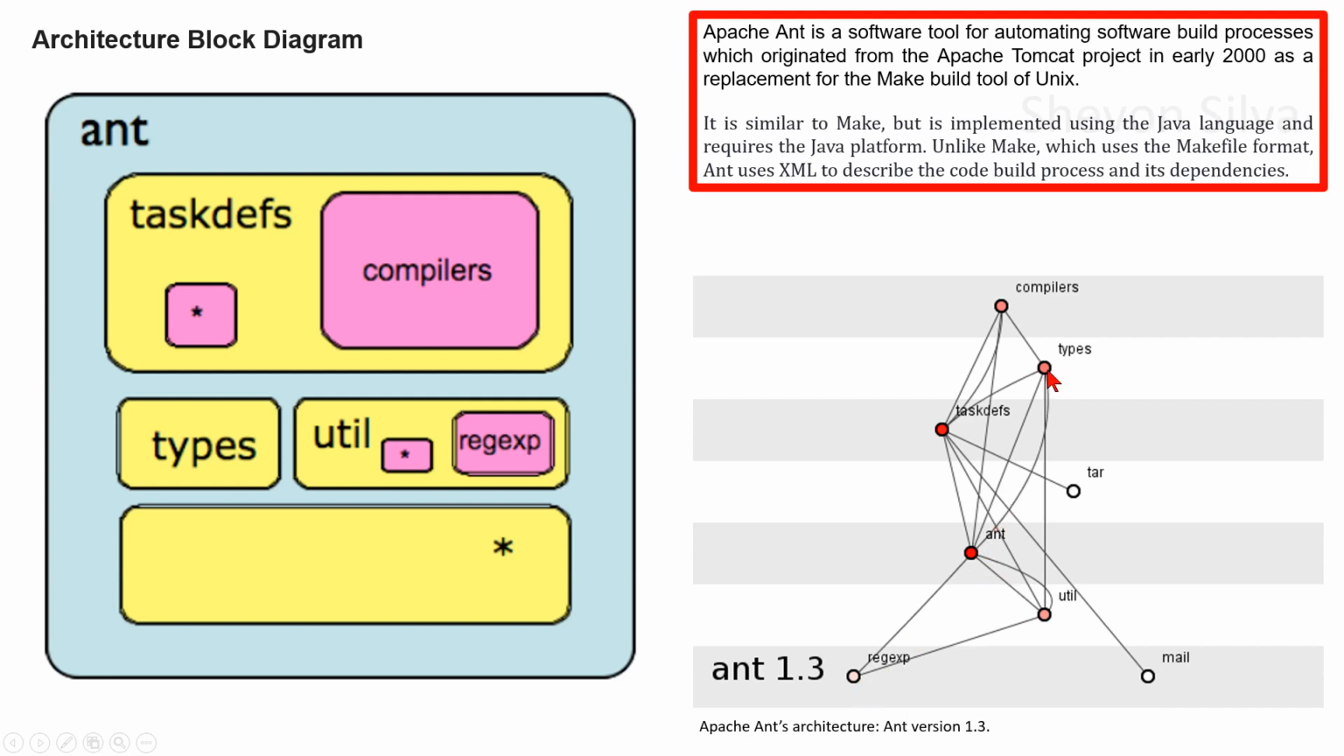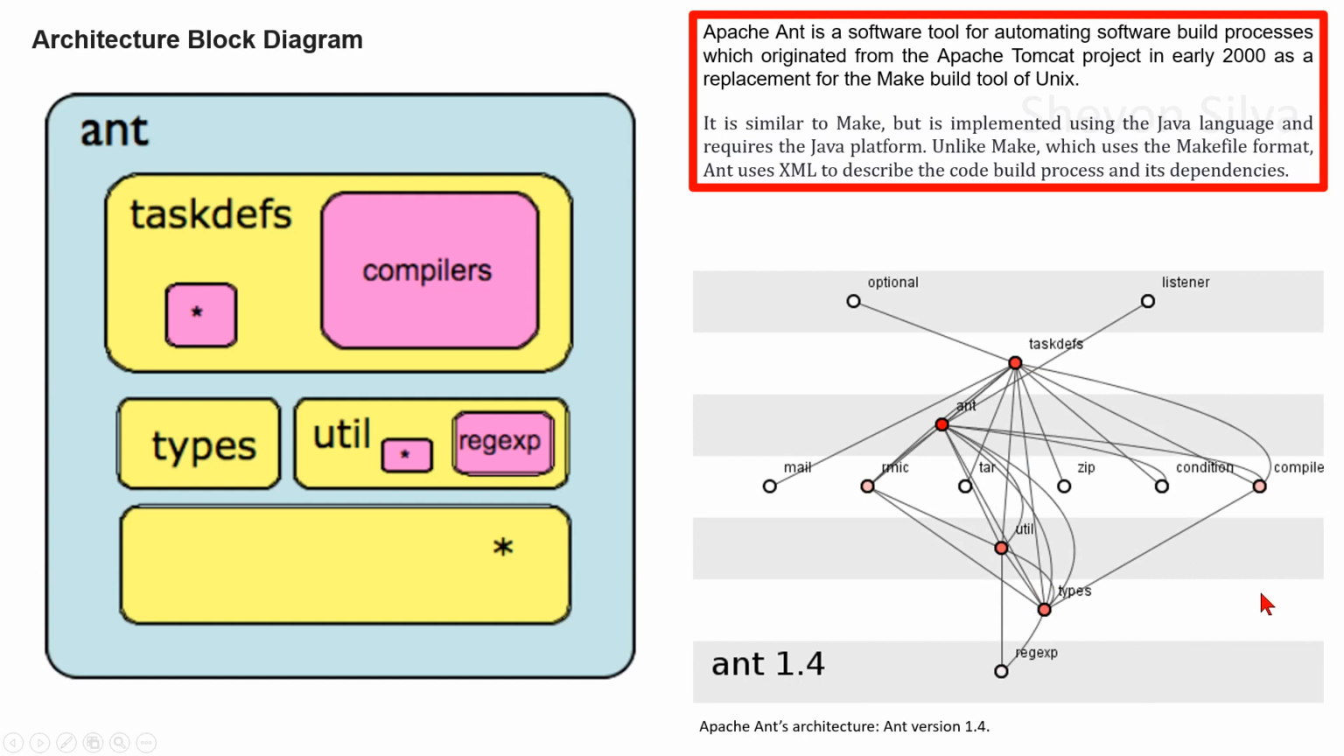Here types interacts with Taskdefs and compilers and Util. Compilers interacts with Taskdefs and types. Util interacts with Taskdefs and Regexp and types.